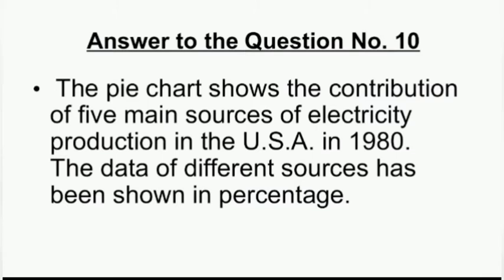Well, in this part, what have I done? Please check out. I have taken the name of the chart. What kind of chart is it? It is a pie chart. And what is it about? It is about the sources of electricity production in the USA. And the data has been taken from which year? It has been taken from 1980.